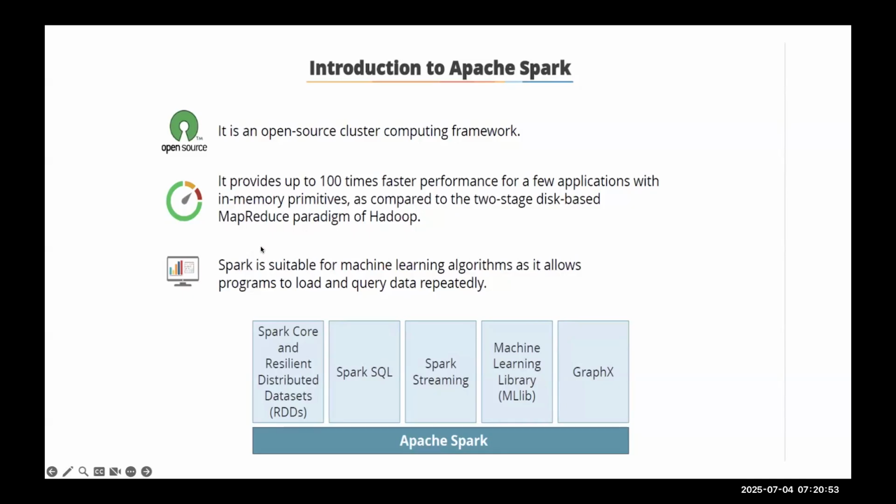Now, what are the libraries Spark provides? These are Spark Core, Spark SQL, Spark Streaming, the machine learning library, and GraphX. These last ones are for machine learning. We are not going into these things because data engineers mostly use only these three: Spark Core, Spark SQL, and Spark Streaming. Once you are well versed with data engineering, after that, if you want, you can switch to machine learning also.